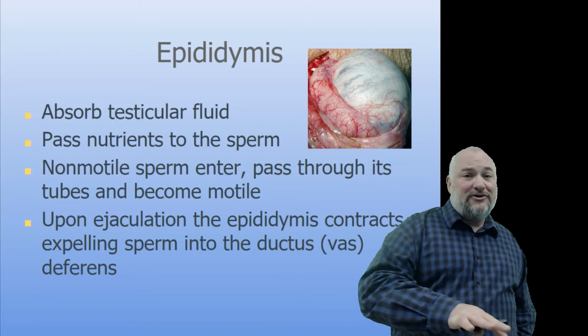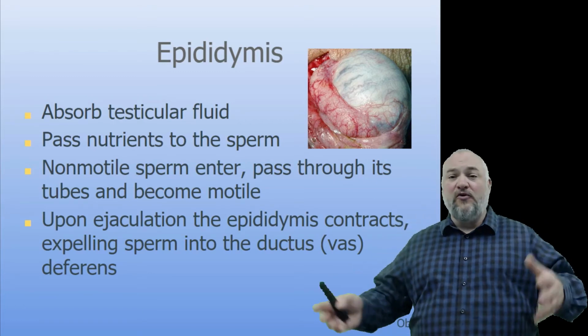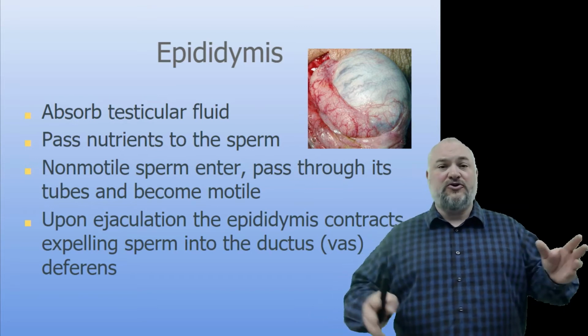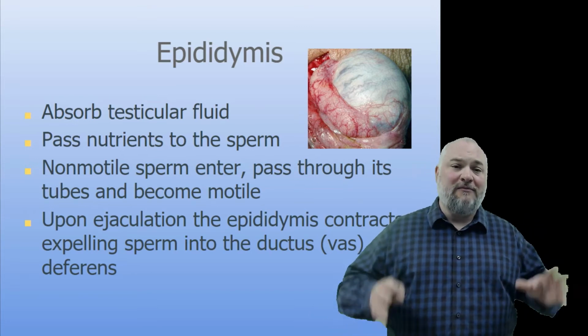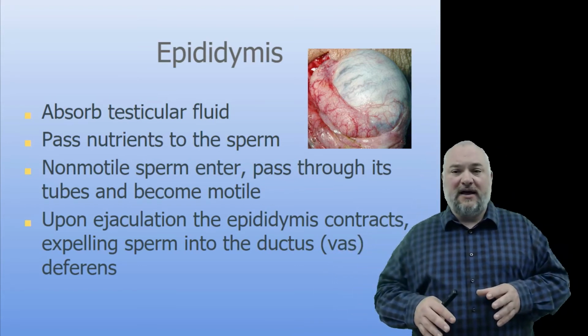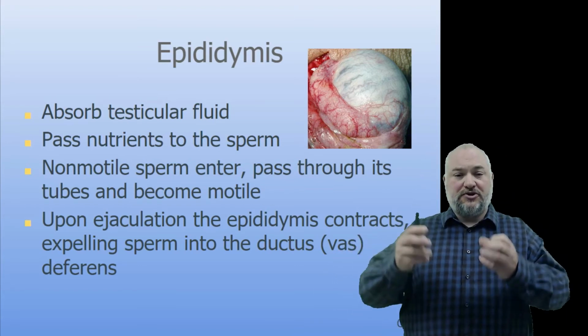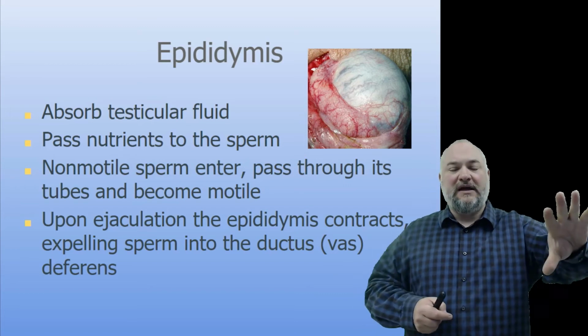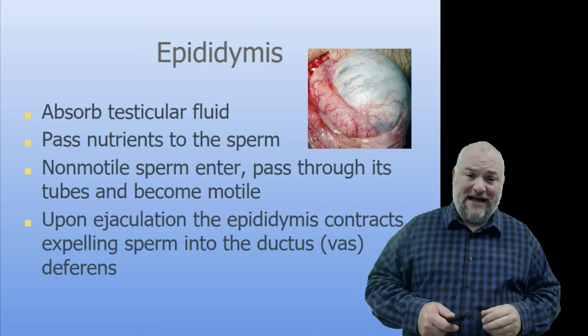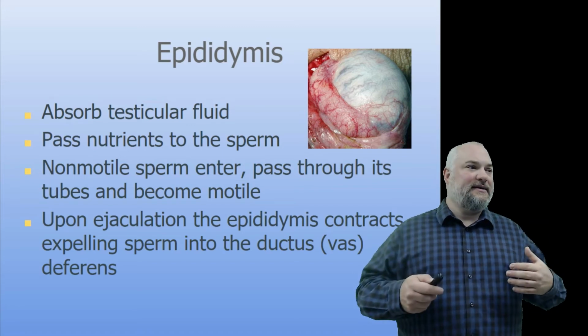When the sperm enter the epididymis, they are non-motile. They're not moving, they're not fully mature, they're not ready to go anywhere yet. As they pass through the tubes, they become motile, they become mature. When ejaculation happens, there's smooth muscle in the epididymis which contracts and expels the sperm in waves into the ductus or vas deferens. Basically it's peristalsis.